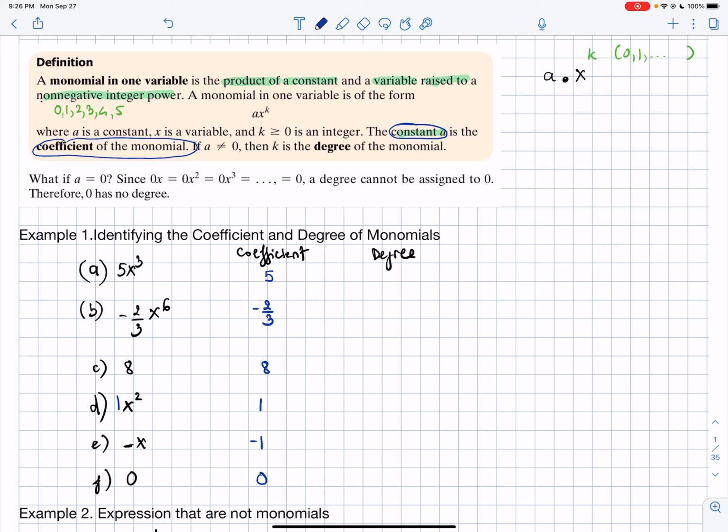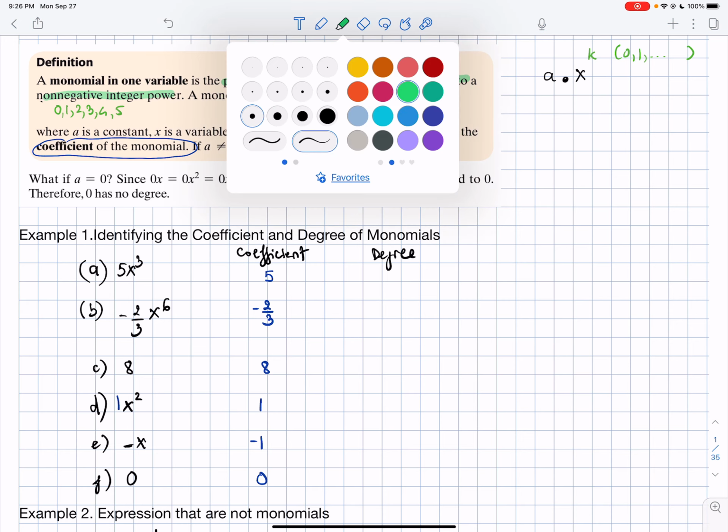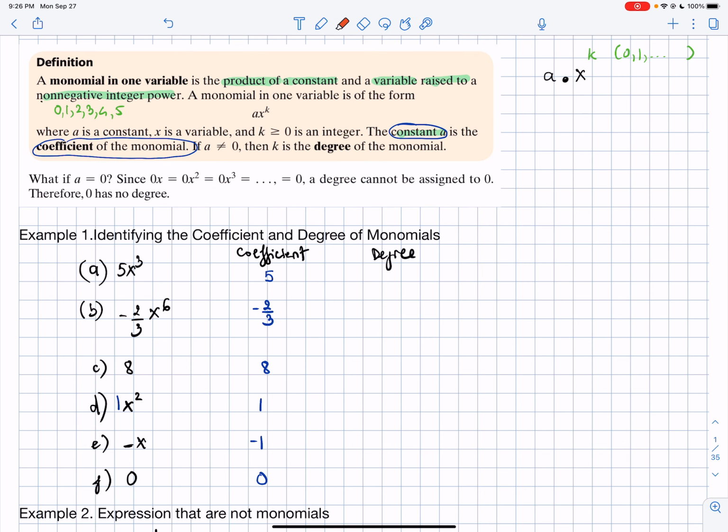Now we do the degree. By definition, the degree is the k. So we have k is 3, which is right here, right? So k is the power. So k is 3. So the degree is 3. The degree is 6. For part D, the degree is 2.